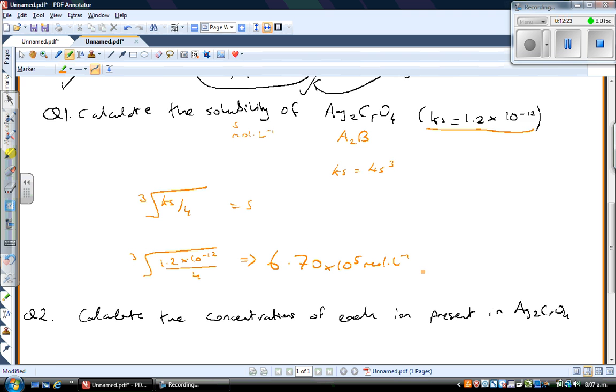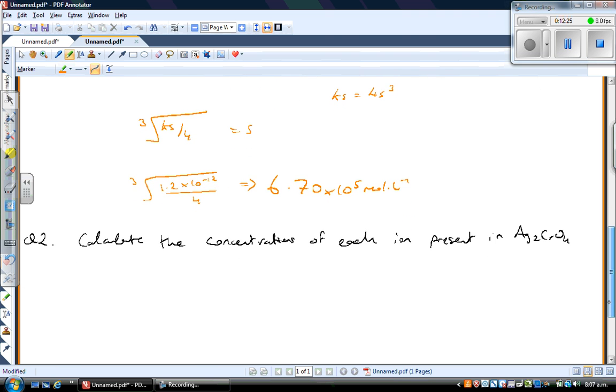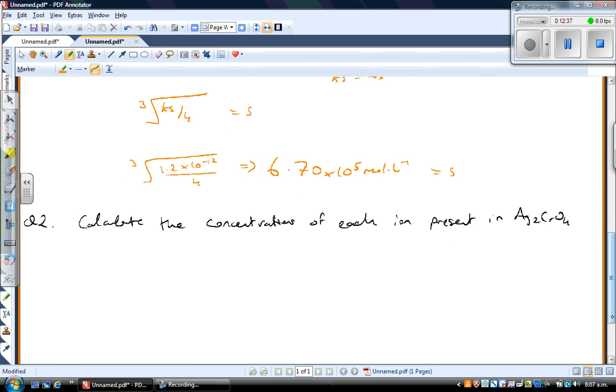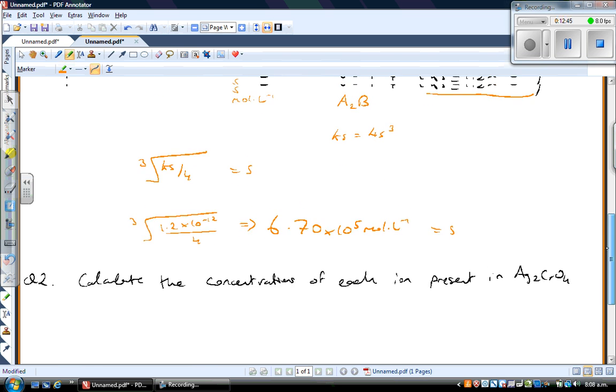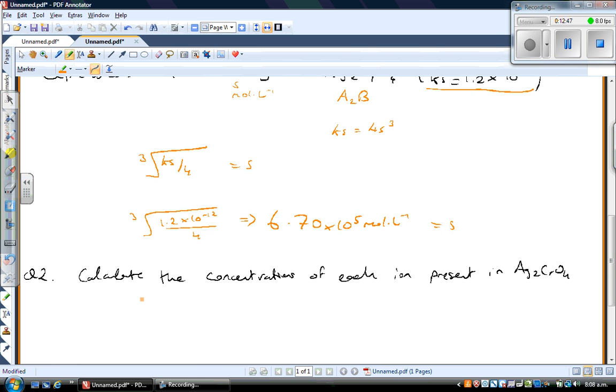All right, now the question continues here. You now have a value for S that's equal to the solubility of the compound, and they're useful numbers because you can compare them to other ionic compounds and see which ones are the most soluble without having to do an experiment. Calculate the concentration of each ion present in silver dichromate. Well, I should have done this at the start, which was to write my equation down. You should always start by writing an equation for the dissociation of these solids. And what we have here is 2Ag plus aqueous plus dichromate.